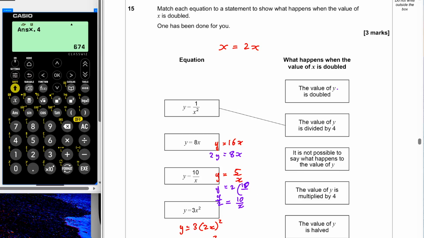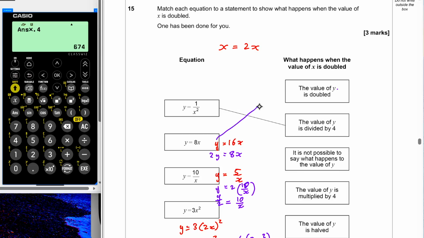So that should be an x there. Miswrote there. This one compared to the original, so I would want to say that y equals 4 lots of 3x squared. So y over 4 is equal to 3x squared. So now we've got how it affects y.